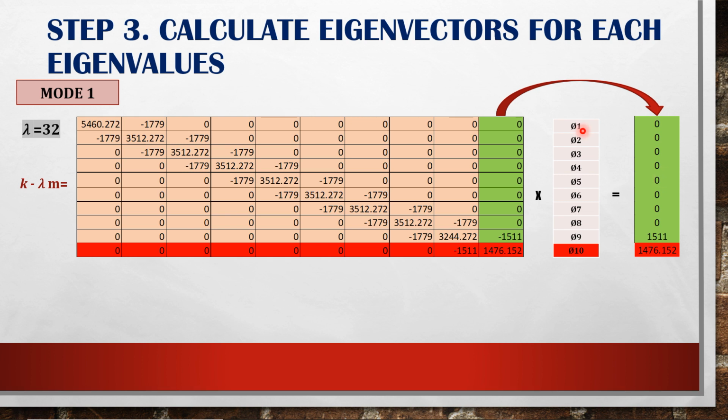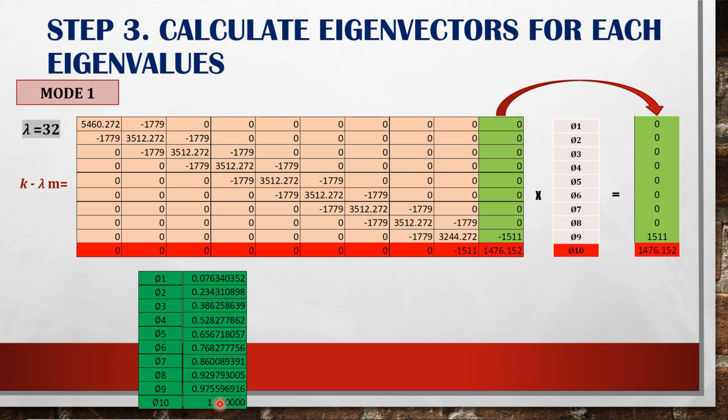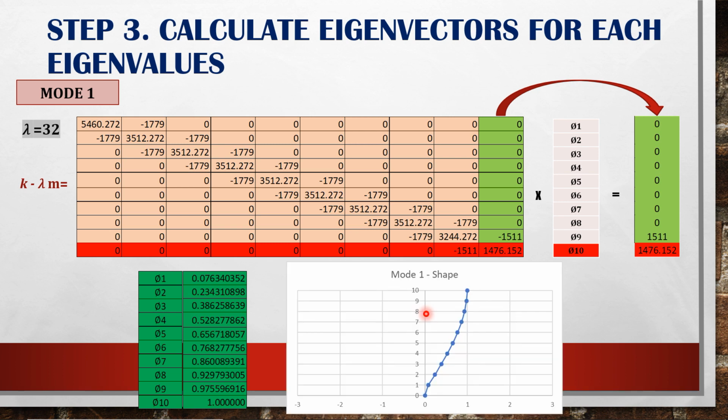So, this is the result. This is what we assumed: eigenvector 10, which is equal to 1. Then, the rest we solved using this process, multiplying the inverse of this 9 by 9 matrix to this vector. If we plug this into our graph, this will be our graph. This is our mode shape. As you can see, there are many points, and it is no longer a line. It is somewhat curved. So, this will be the mode shape of our mode 1.